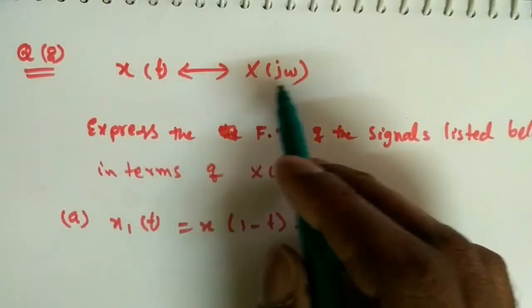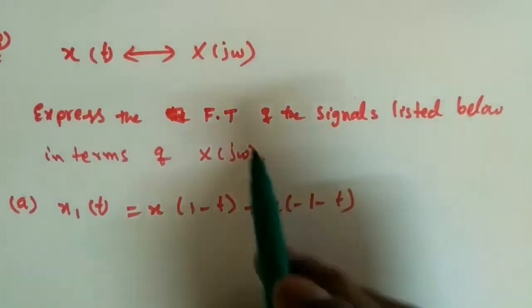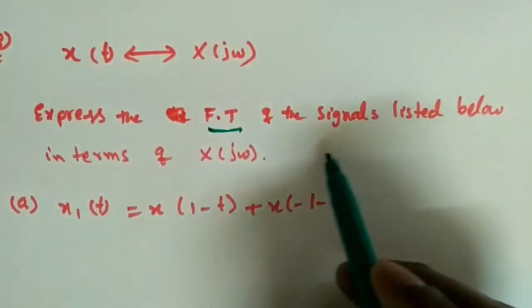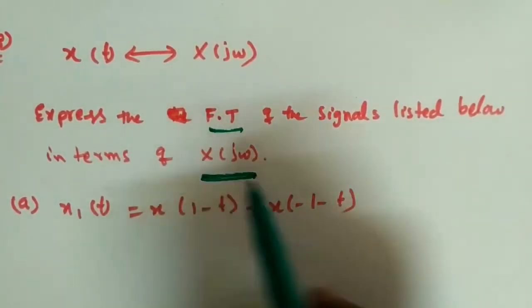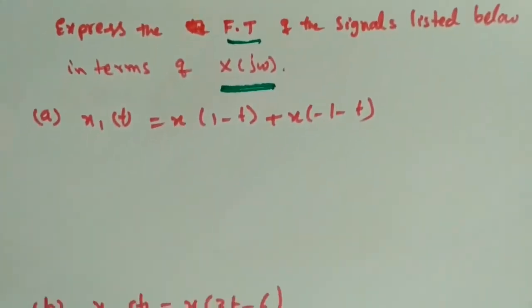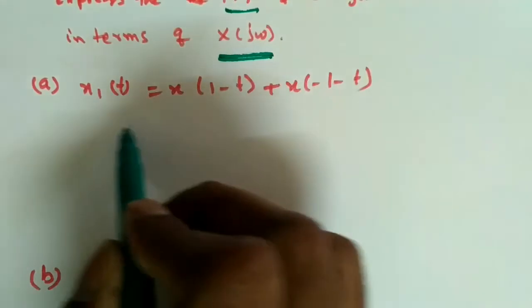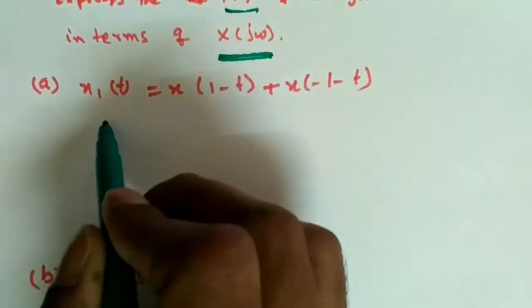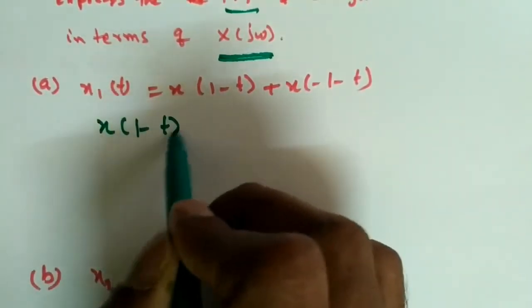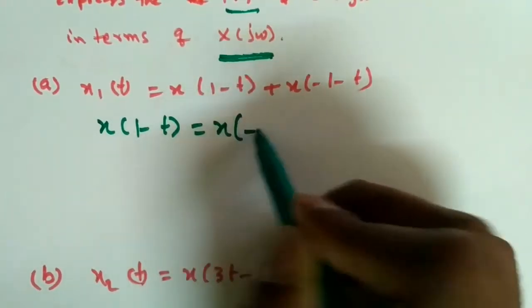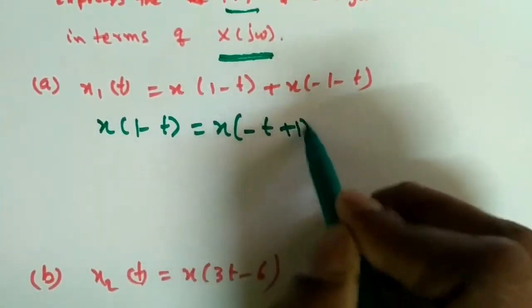X of t is given, that is x of j omega. Now we need to express the Fourier transform of these given signals in terms of x of j omega. Again, we need to use the shifting, scaling, everything. So one by one we will do. So this is x of 1 minus t. I can write it like this, x of minus t plus 1.